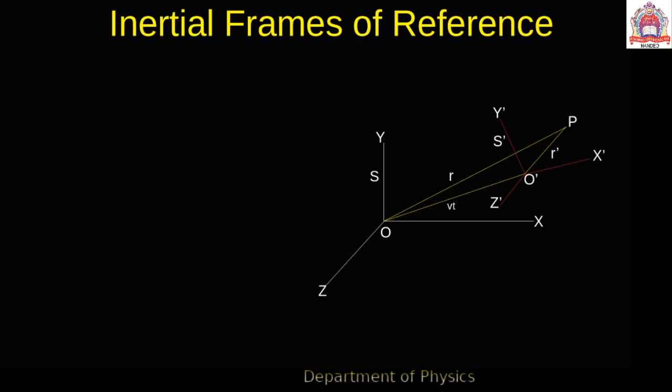In such frames, if a body is not acted upon by any external force, it continues its state of rest or moves with constant uniform velocity. It means that in an inertial frame, the acceleration a is zero. As we get, the vector a is equal to d²r by dt² is equal to 0.